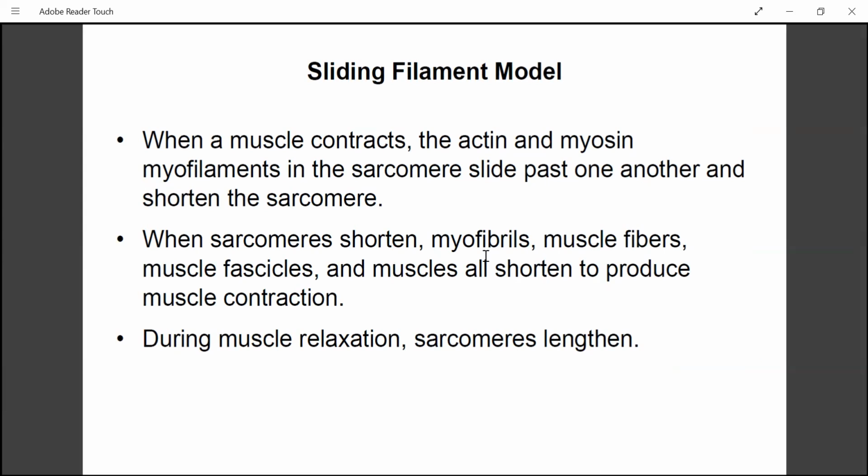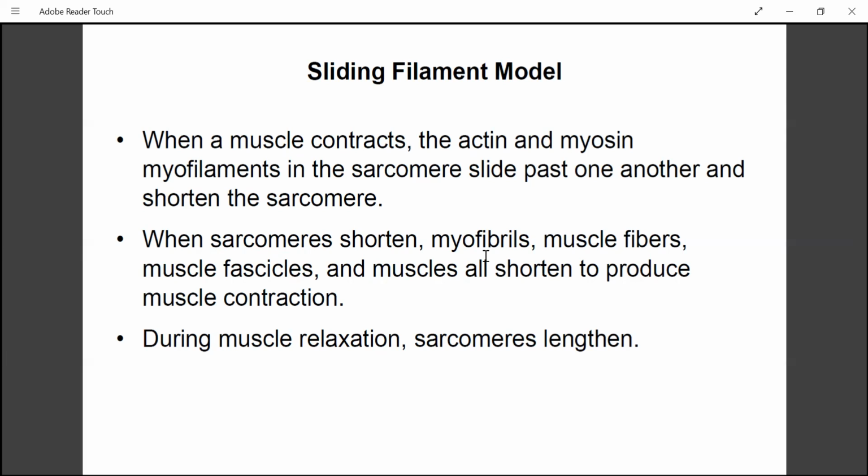As I said before, myosin and actin slide past each other during a muscle contraction, which is why we call this the sliding filament theory. We talk about this in a very zoomed in version in terms of the sarcomeres shortening, but this has a domino effect. When our sarcomeres shorten, our myofibrils shorten, which causes the muscle fibers to shorten, which causes the muscle fascicles to shorten, which causes our entire muscle to shorten.